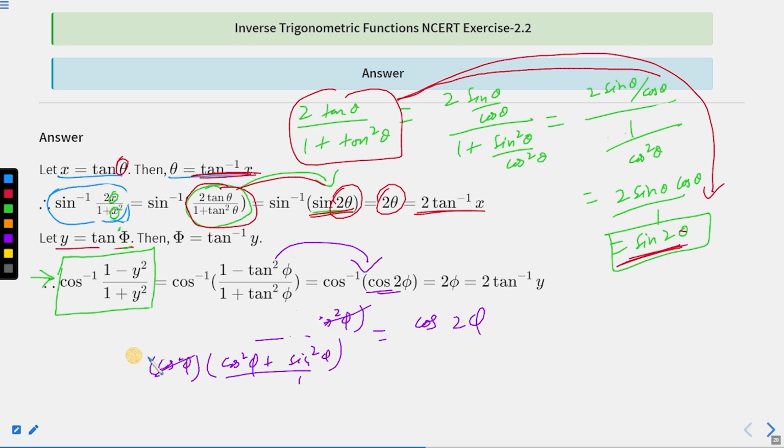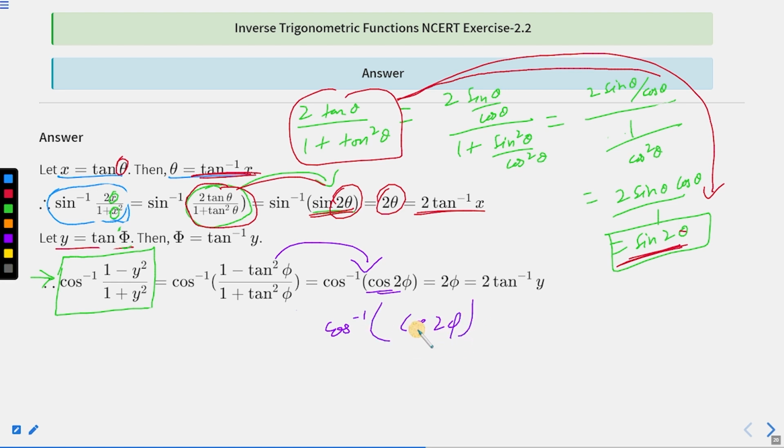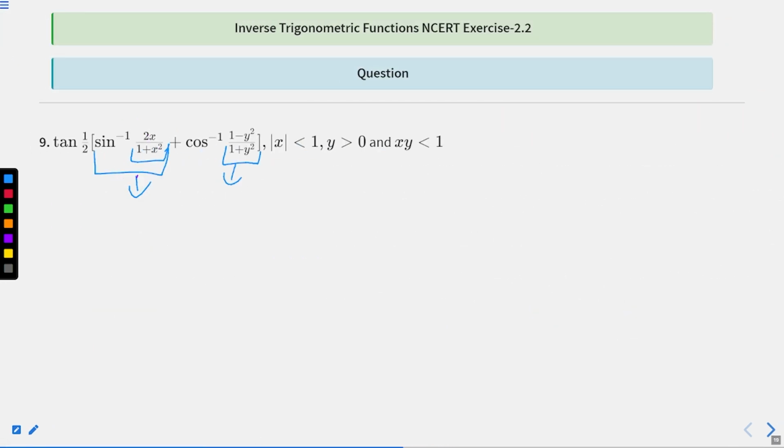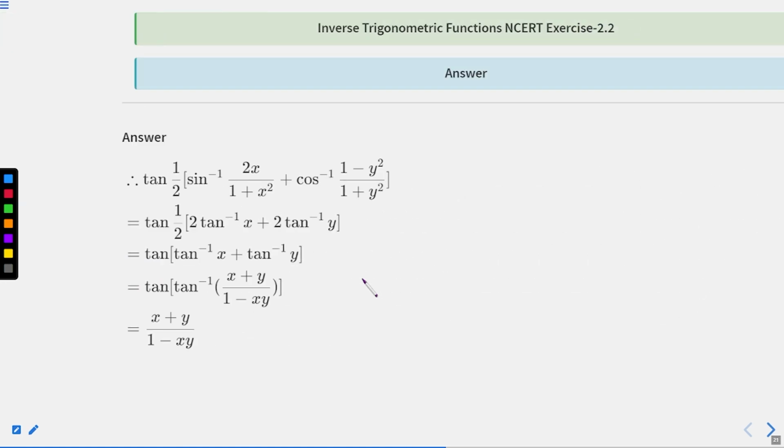Now it is quite easy to solve. Cos inverse of cos 2 phi is what? Just 2 phi, which further equals 2 times phi, which is tan inverse y, as you can write over here. Now, as in the previous slide, if you recall, this is what you just calculated. This you just calculated. Now put the calculated things and add them. You will get your final answer like this.